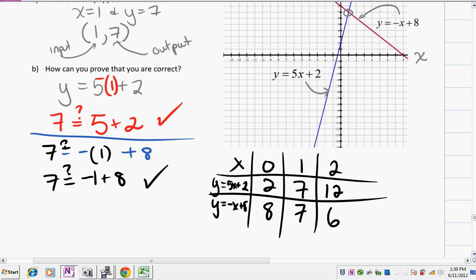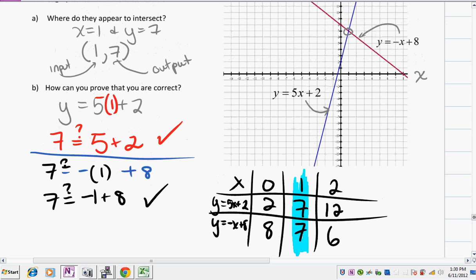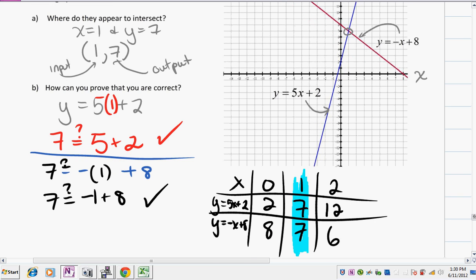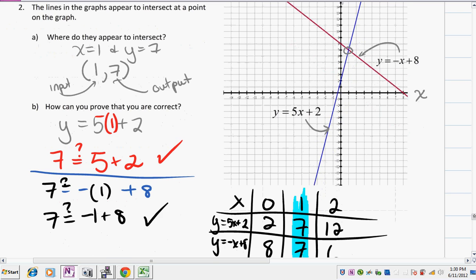So you notice there's only one place where the same x gives me the same y for both. And that is an intersection. That's what an intersection means. It's where the output is the same for the given input. It's where they behave the same. Maybe not all the time, but for one particular moment, for one particular input, they do the same thing. They are equal. So that's how you can interpret this graph.